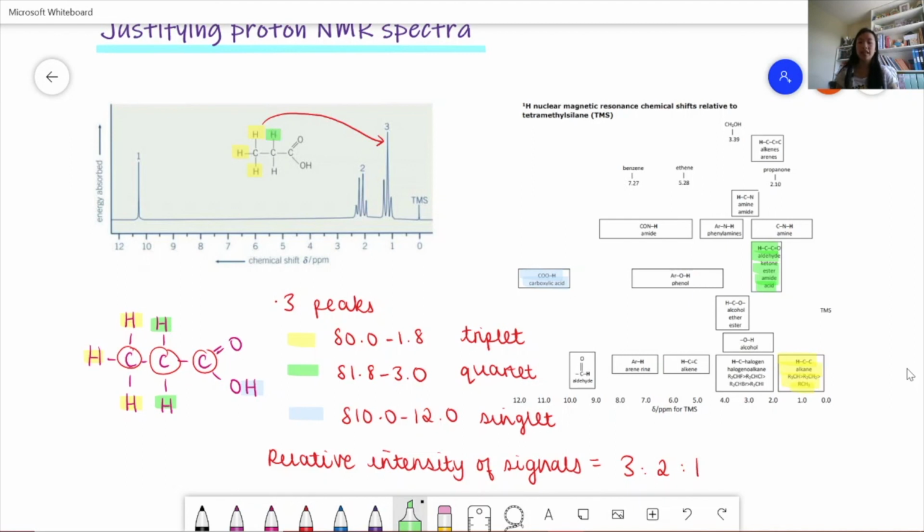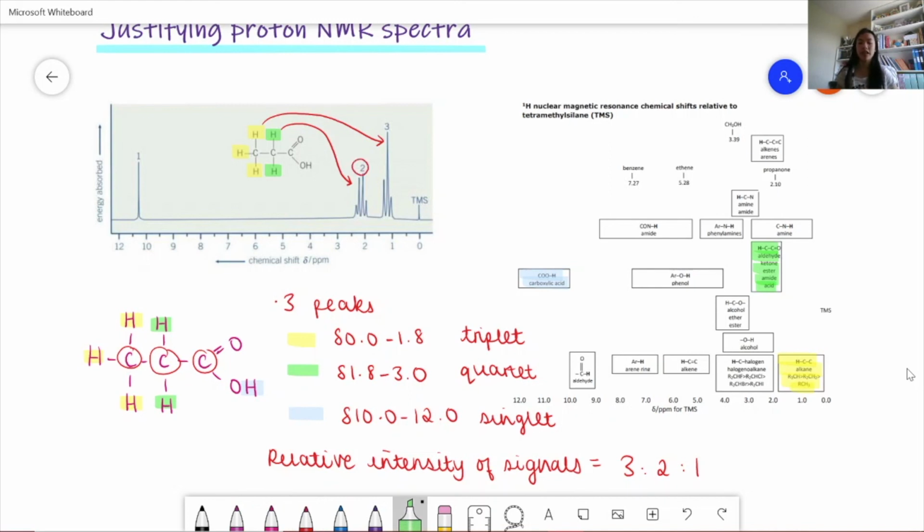And now looking at these 2 hydrogens, they should form a quartet peak with a relative intensity of 2. The value of the chemical shift should be between 1.8 and 3. And so we have this peak here, which is at about 2. And so this is the peak which represents these 2 hydrogens. And we can also see that it's definitely a quartet because we have 4 peaks within that 1 peak. And we have that relative intensity of 2, which is marked on here.